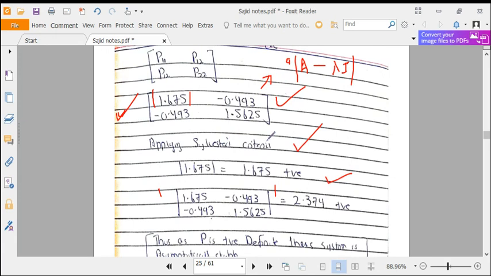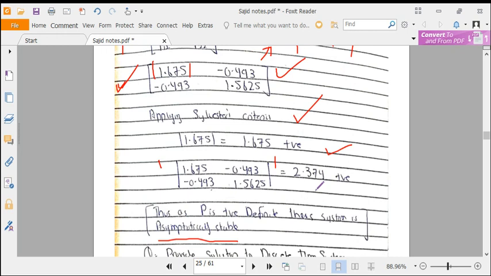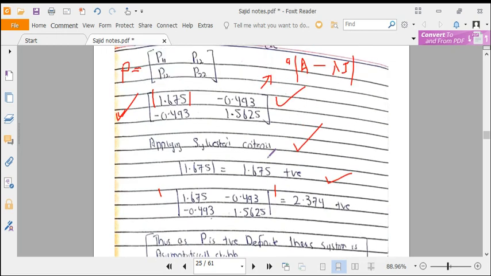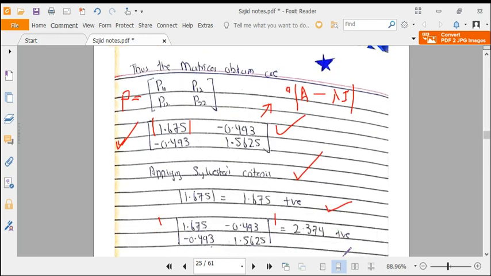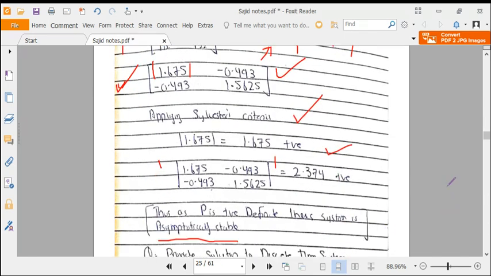But the basic thing is that we have to check if the p matrix is positive definite and symmetric. If our p matrix comes out to be positive definite, then we say that our system is stable. So this is how we can check the stability of our discrete time system. So that would be all from today's video.